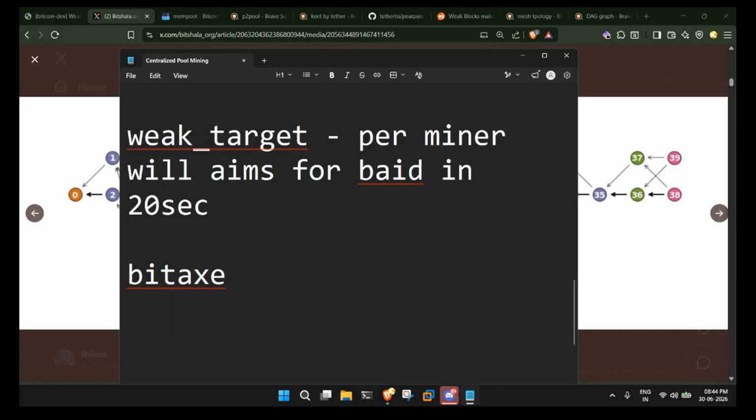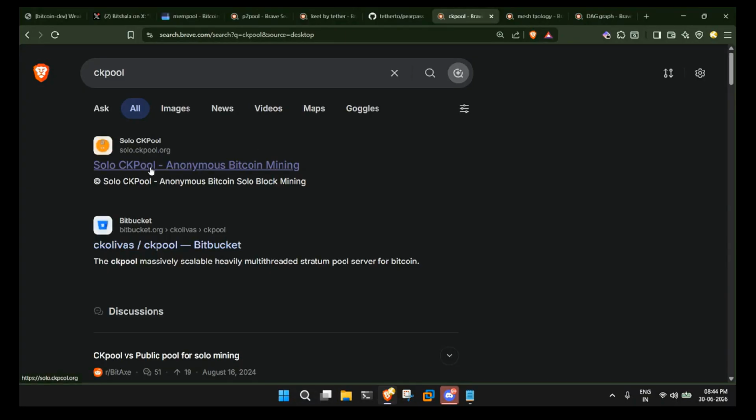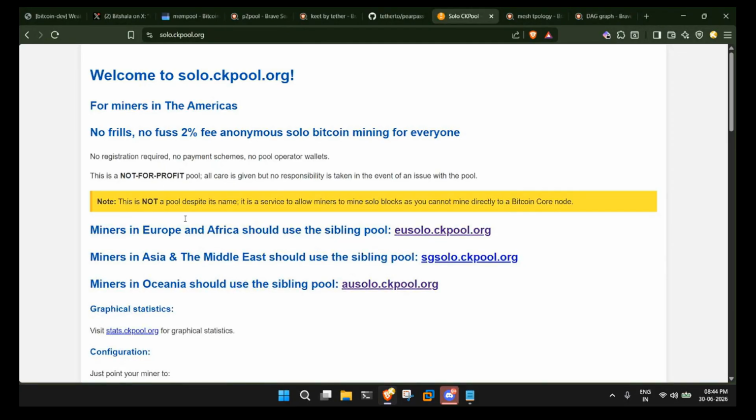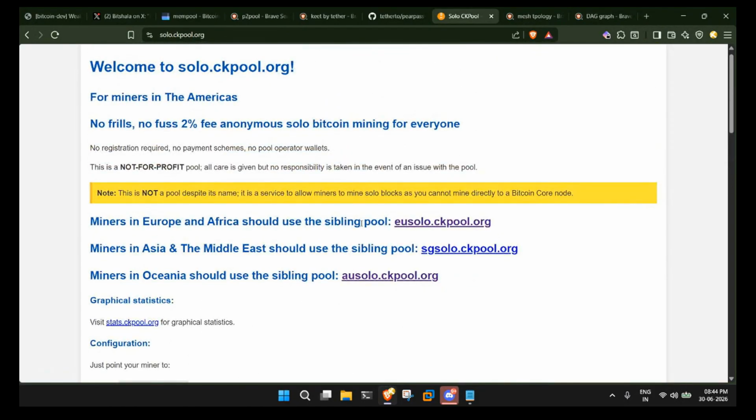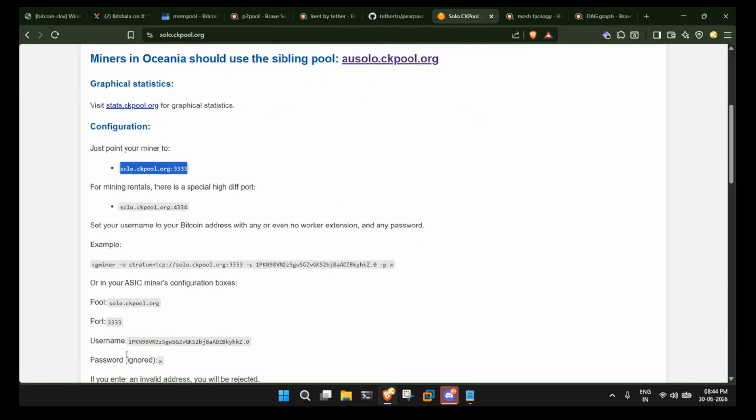And I want to mine with my Bitaxe on Braidpool, because in CKPool it is very easy, right? You go to CKPool, you choose the server EU, SG or AU, and you put your miner point to this, and you put this thing, and the username is your Bitcoin address, and the password, if you want, you can ignore it.